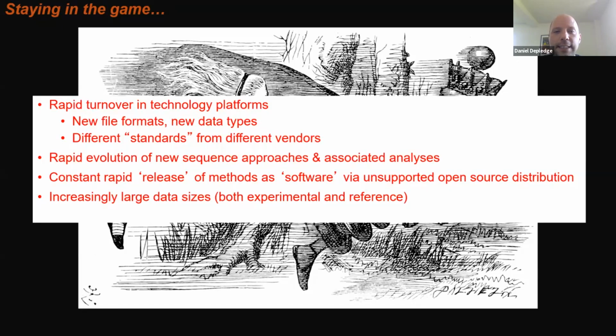Each of the different vendors, each of the major technology companies, has different standards for what they think data should look like or how accurate data should be. There's also a rapid evolution, particularly these days with something called nanopore sequencing, which I'll talk about later. There is this rapid evolution in how sequencing approaches are undertaken, and also in what you can do with the data.